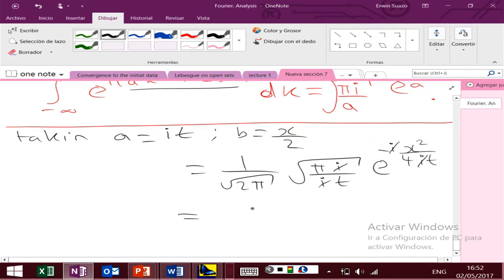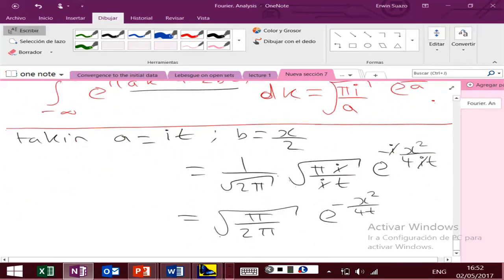We can leave it like this: square root of pi over 2 pi, right? And then you have e to the minus x squared over 4t. That is g of t. Sorry, g of x. That's g of x.